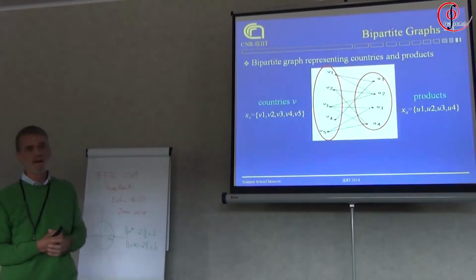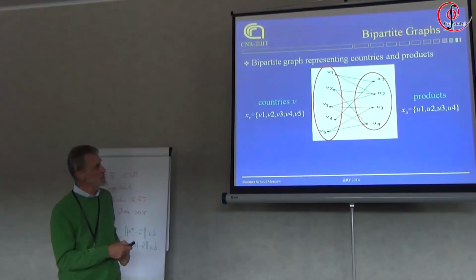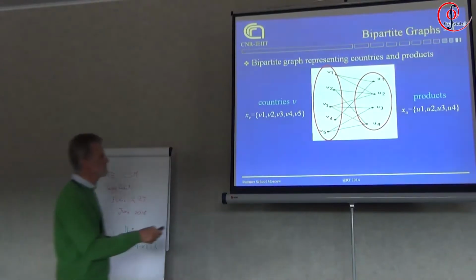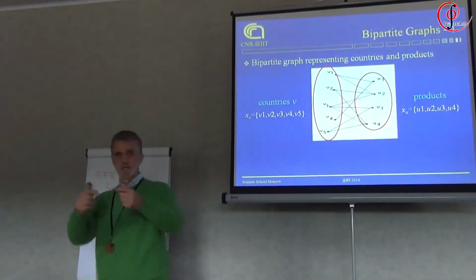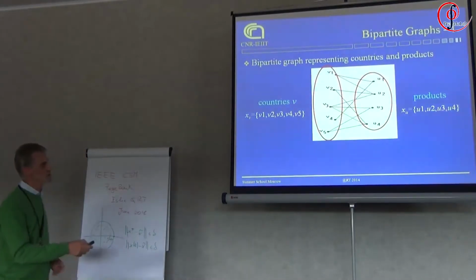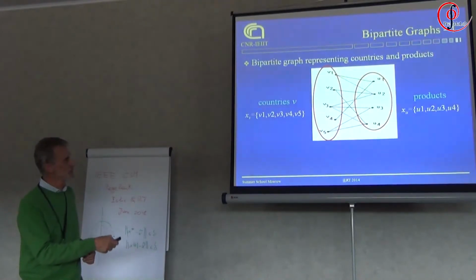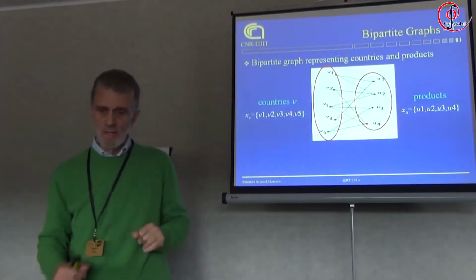Basically, they built a so-called bipartite graph, and the bipartite graph consists of countries and products. In this example, there are 5 countries and 4 products. The graph is bipartite, so the countries are exchanging information with the products. For example, Italy is selling shoes, and Russia is selling oil, and so on. So there are connections between countries and products. There are no connections within the countries, and no connections within the products. So we build, in principle, a bipartite graph.